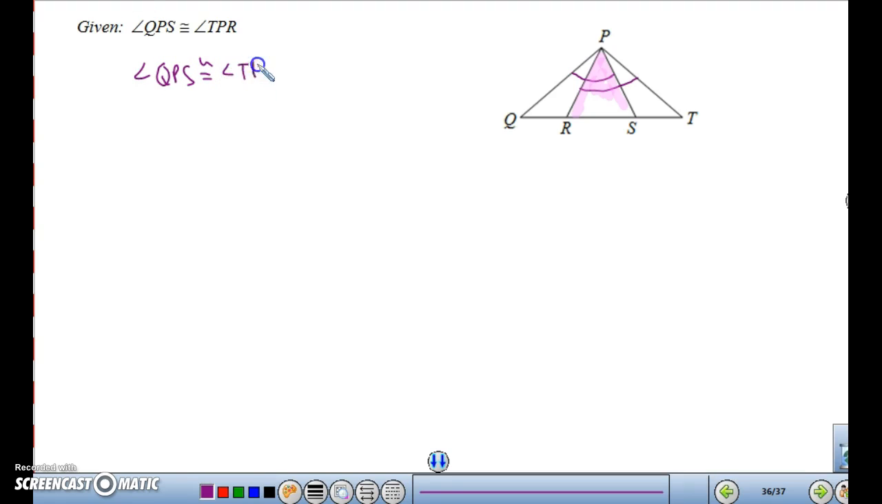So angle TPR and QPS are congruent. If we take angle RPS away from both of them, we end up with these two angles: angle QPR, which is congruent to angle TPS. So these two angles end up being congruent. And that is adding and subtracting segments and angles using the postulate.